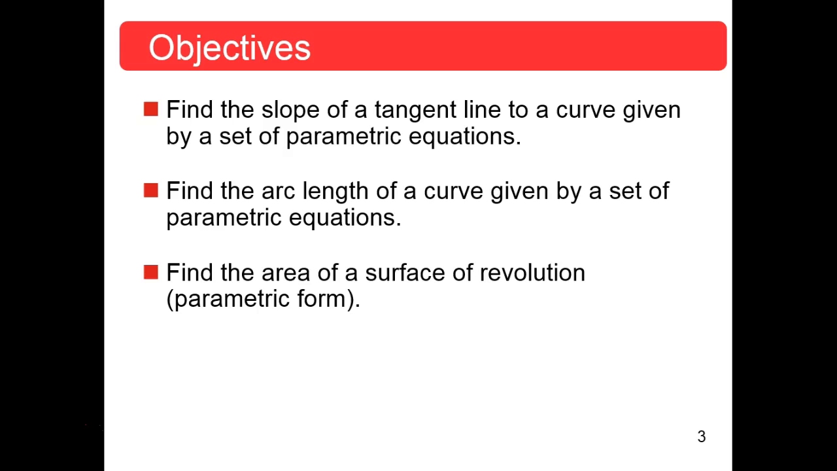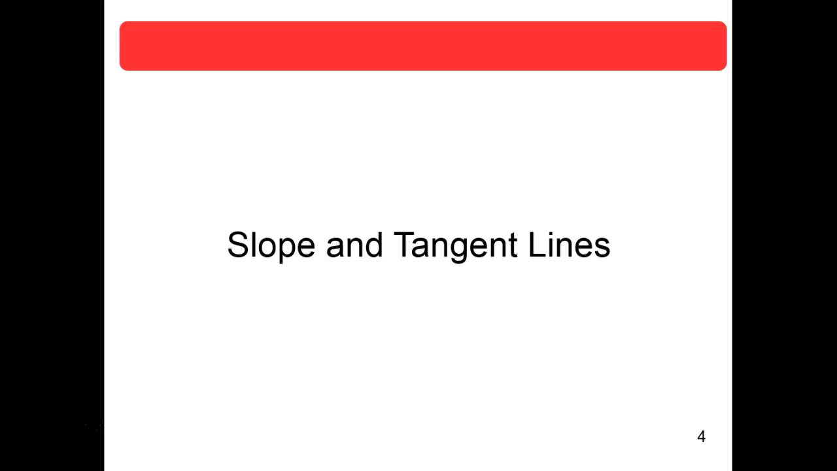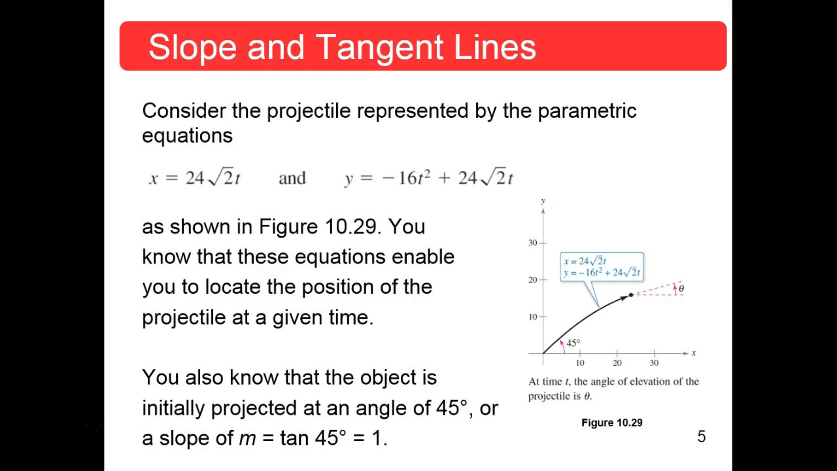Here are the objectives of this section. Find the slope of a tangent line to a curve given by a set of parametric equations, as opposed to y being a function of x. Find the arc length of a curve given the set of parametric equations, and find the area of a surface of revolution when you're given that in parametric form. So let's start with slope and tangent lines.